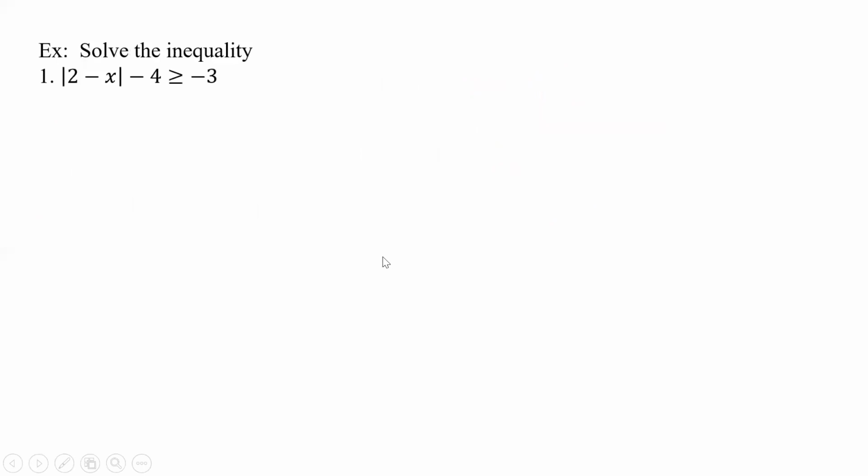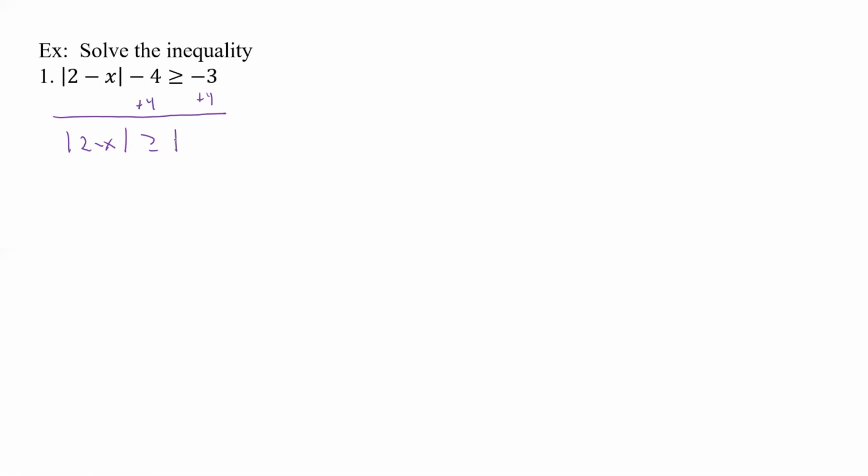All right, so let's do that with this one. So what we have is absolute value of 2 minus x, and then minus 4 greater than or equal to negative 3. Well, first we want to isolate the absolute value. So when we isolate it, we're going to add 4 to both sides. So 2 minus x absolute value is going to be greater than or equal to what? 1.